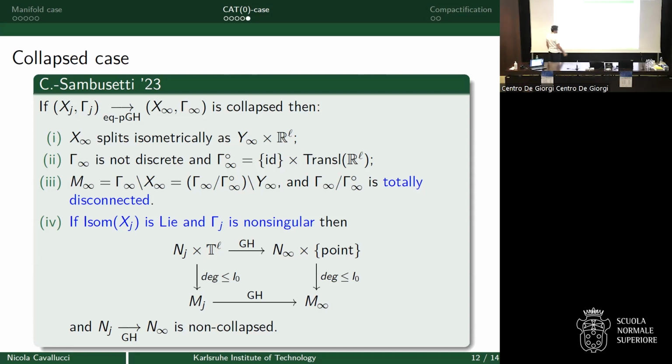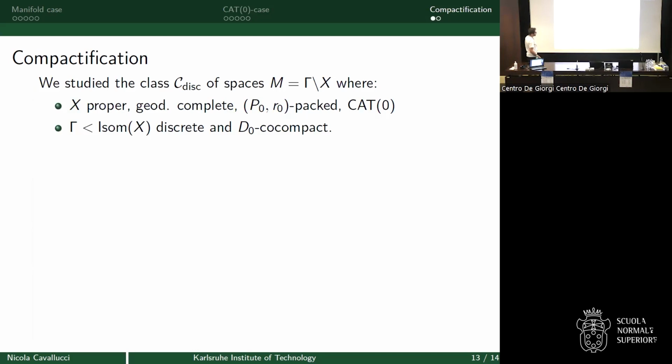And if you want to refine the description in the manifold case, we have to assume first that the isometry group is Lie, and then that the groups are non-singular. Non-singular simply means that there exists at least one point with trivial stabilizer. In general, it's not the case. I don't know CAT(0) spaces where the isometry group is Lie and a lattice is singular, but maybe they exist, I don't know. And so you have a description of all these quotients. For me, it is sufficient. And now we pass to the compactification.